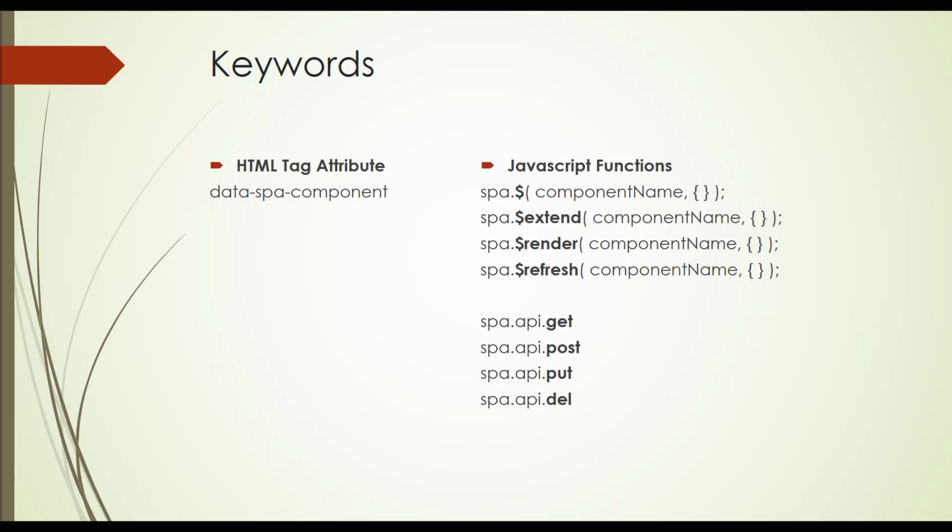In order to work with SPA.js, we need to know a very few simple keywords. In the HTML tag, we need to know the data-spa-component. In JavaScript, we need to know 4 methods in order to define, extend, render, and refresh a component. And it comes with 4 REST API calls: methods get, post, put, del.